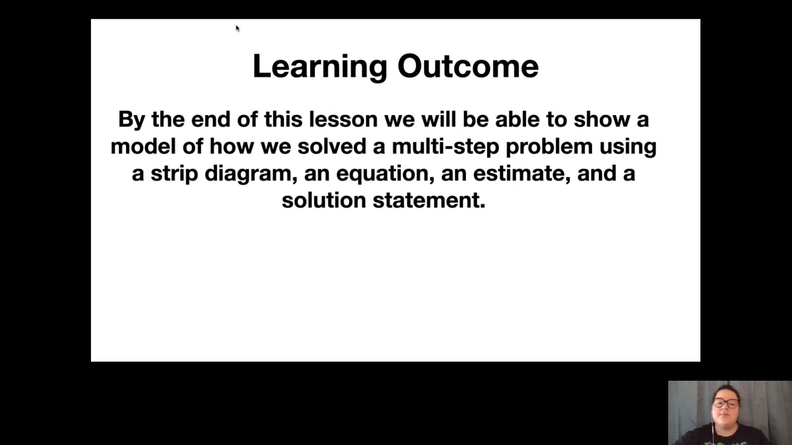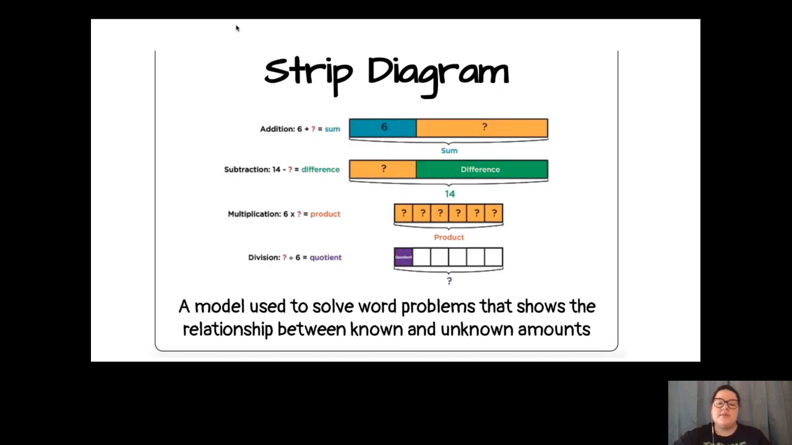The learning outcome. By the end of this lesson, we will be able to show a model of how we solved a multi-step problem using a strip diagram, an equation, an estimate, and a solution statement. Strip diagram. Like I said, we're going to focus on the strip diagram today. A strip diagram is a model used to solve word problems that shows the relationship between known and unknown amounts.